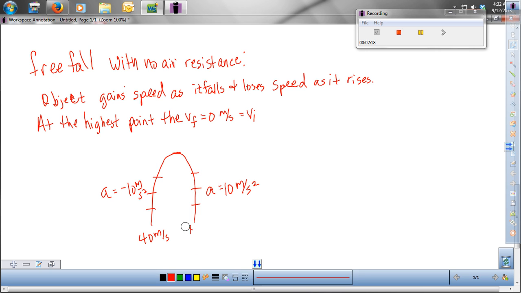Sorry, I'm having trouble here. Comes back to the same level. It's going to come back and return to your hand at 40 meters per second.